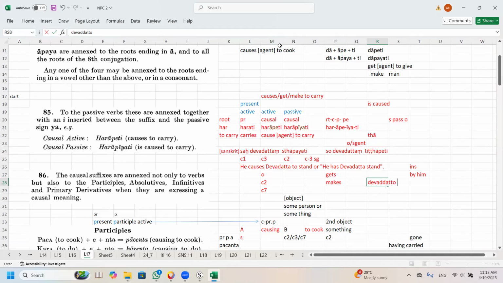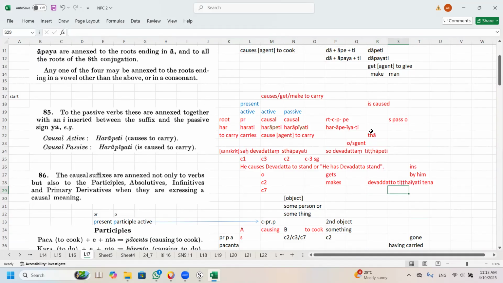Datto. Then let's say we use this... Mamuti, Yanti, then Tina by him. Correct. Yes. This means Devadatta was made to stand by him.